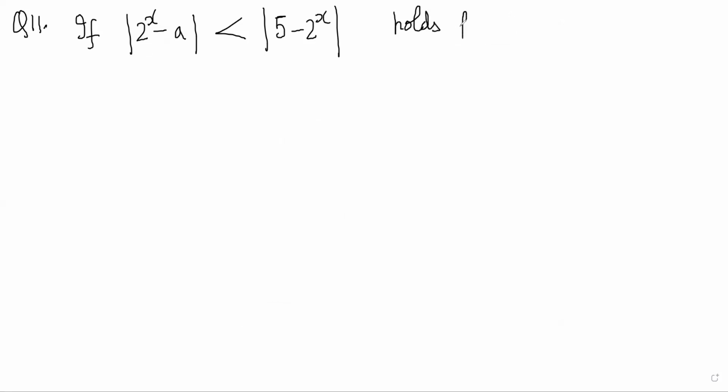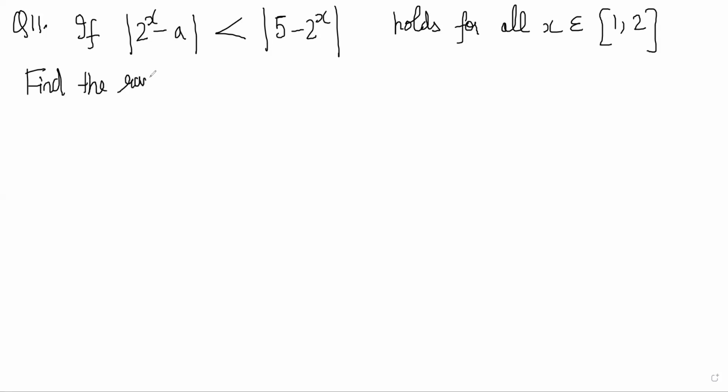We have been given if mod of 2 power x minus a is less than mod of 5 minus 2 power x holds for all x belonging to 1 to 2, right? We have to find the range of A. Find the range of A.